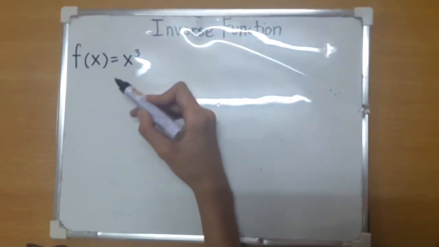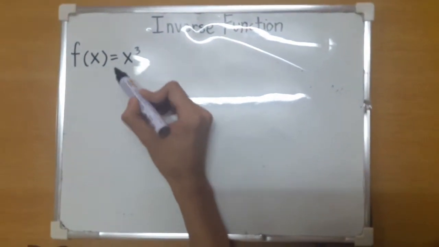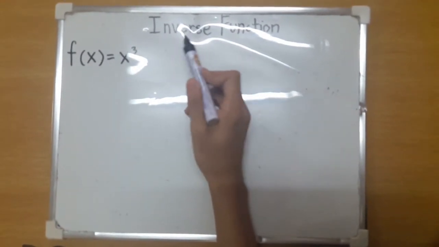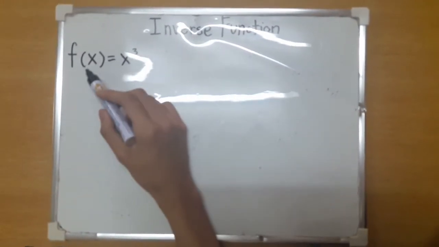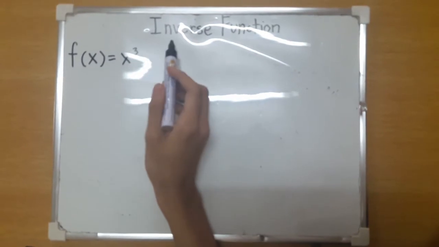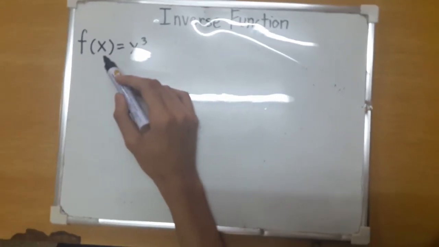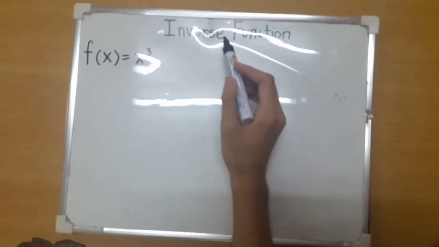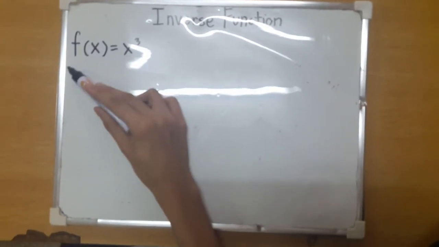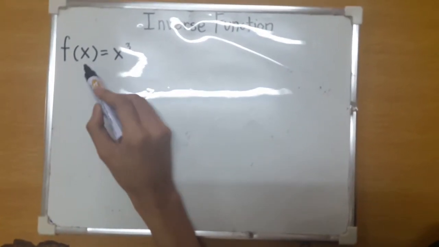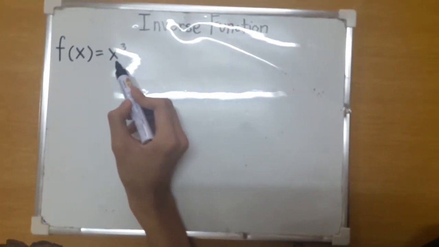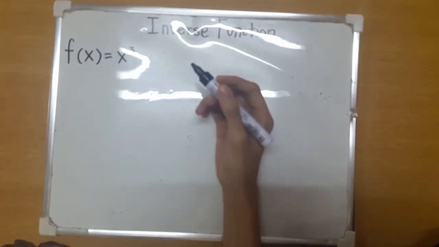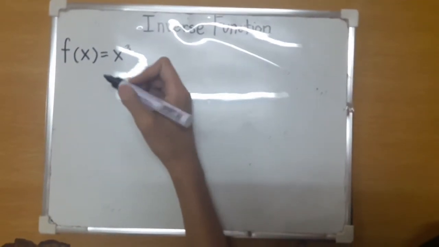Okay, and this is given for an inverse function. Now, how to solve it. This given was not an inverse function, it was just a function. So before we turn it into an inverse function, we have to solve this given. f of x equals x cubed. And we are going to provide x-intercepts.